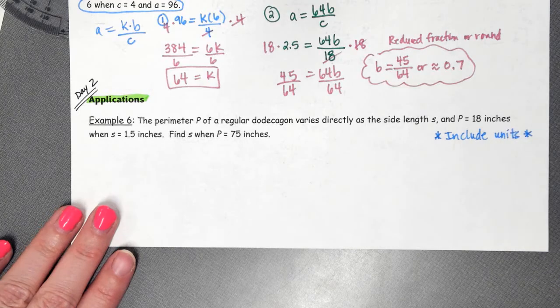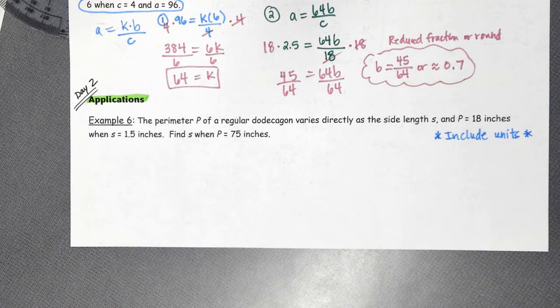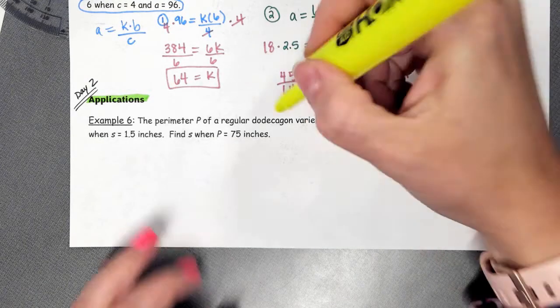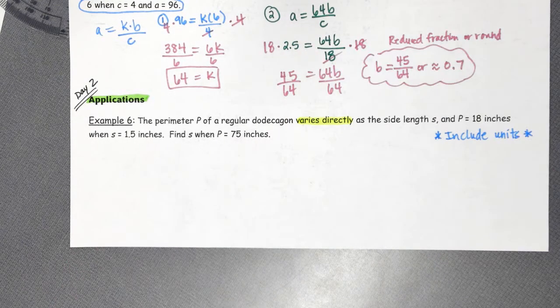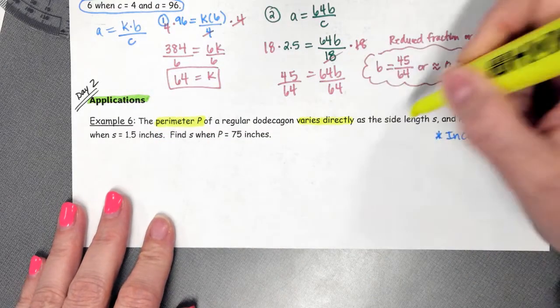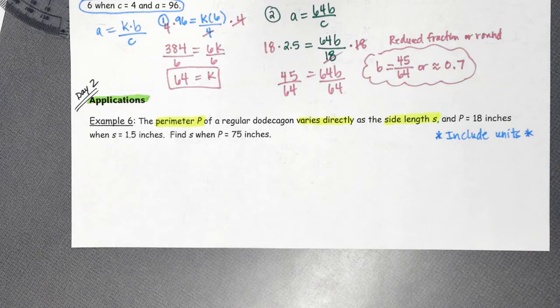Do any of you remember what a dodecagon is? 12. Yeah, 12 sides. A decagon is 10. The do makes it 2, so 12 sides. One thing that you want to focus on when you're reading this is the way that it varies. Okay, so it varies directly, and then we're going to identify what variables it is. So we have the perimeter P varies directly as the side length S.